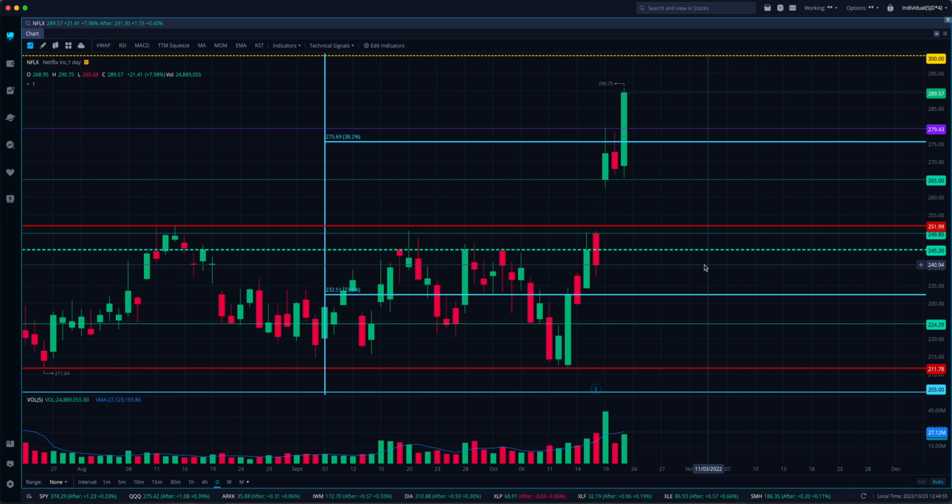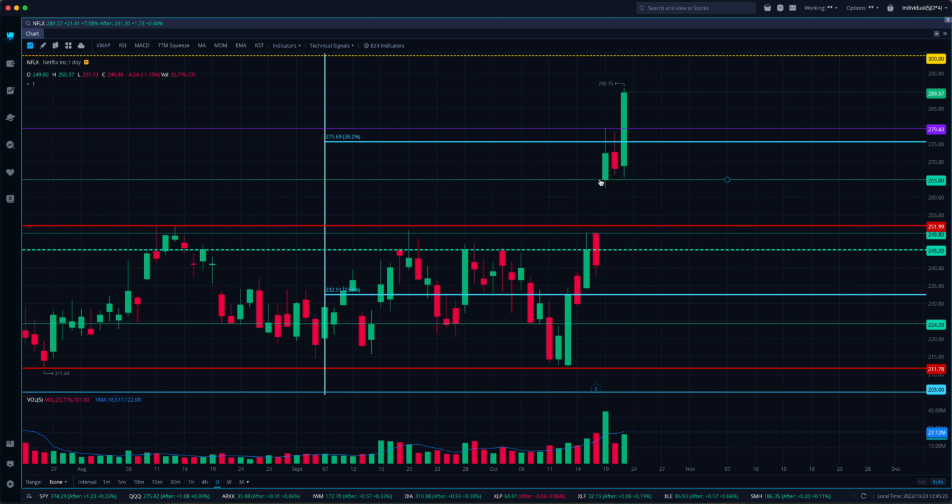It's even better if the gap tends to happen over a key level. So here we see this thick red line. 252 had been some pretty good resistance on the daily for Netflix. Here was a big reject, going all the way back to August. It had trouble getting up over that level. So with the gap going over that key level, it's even better.